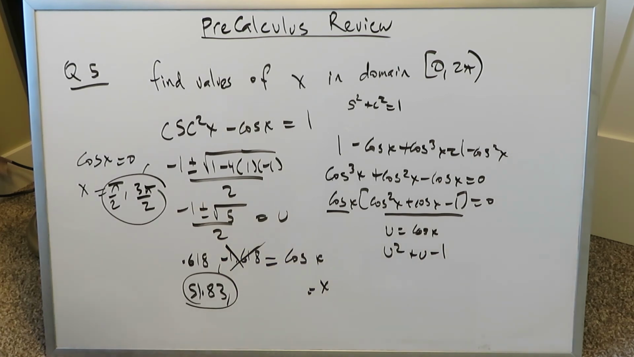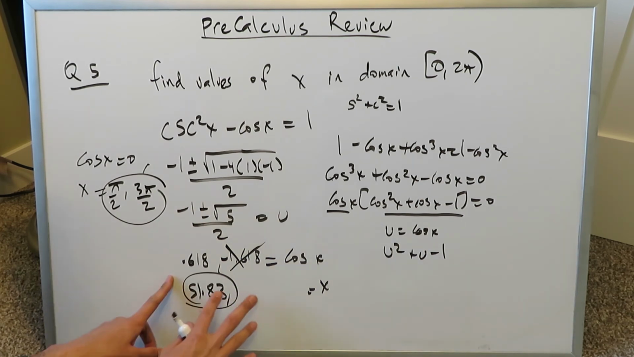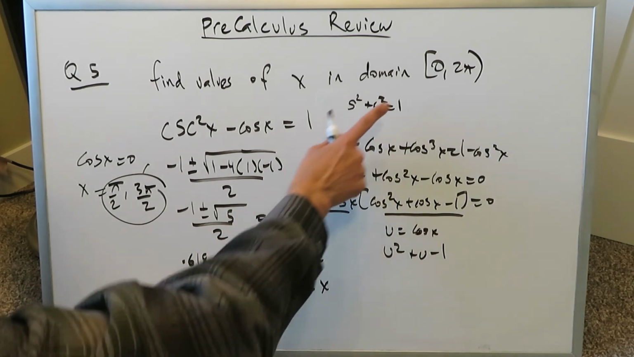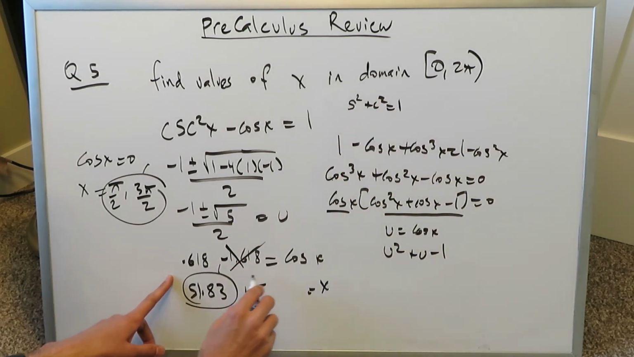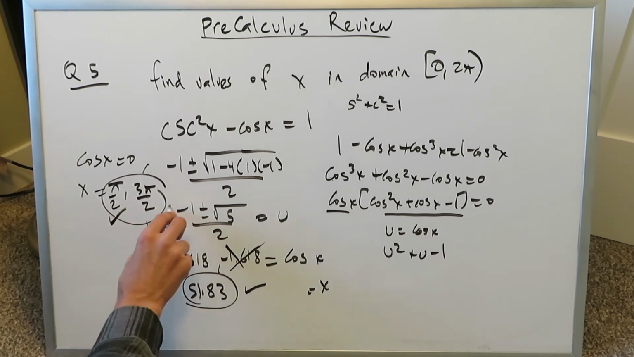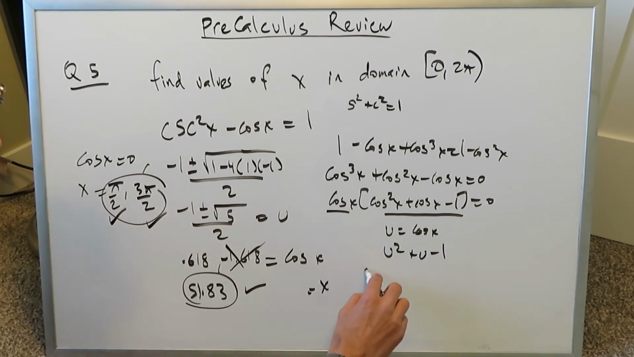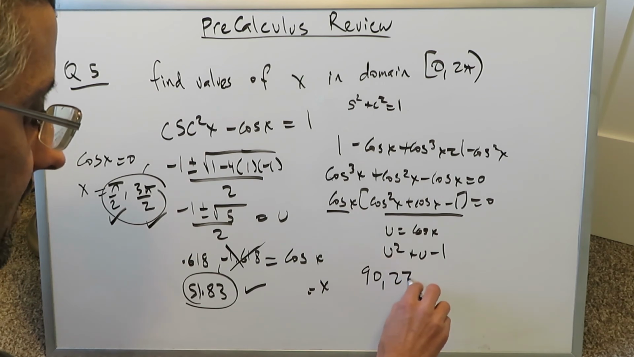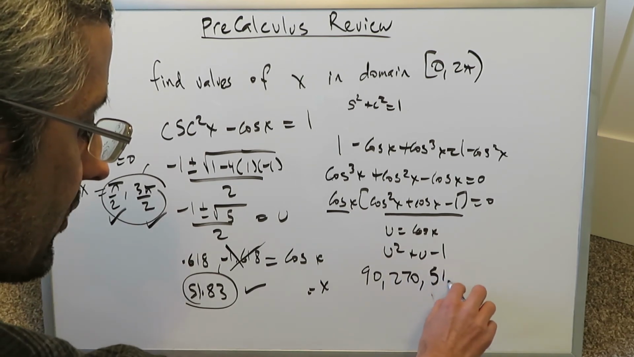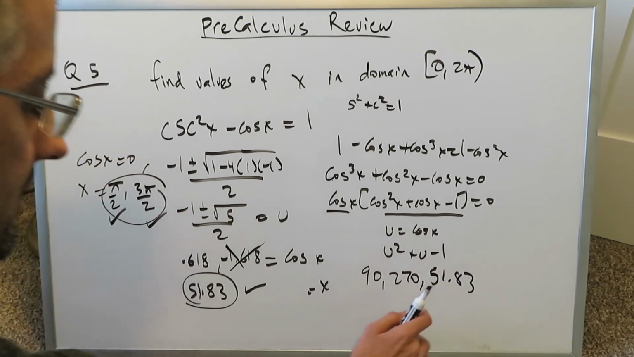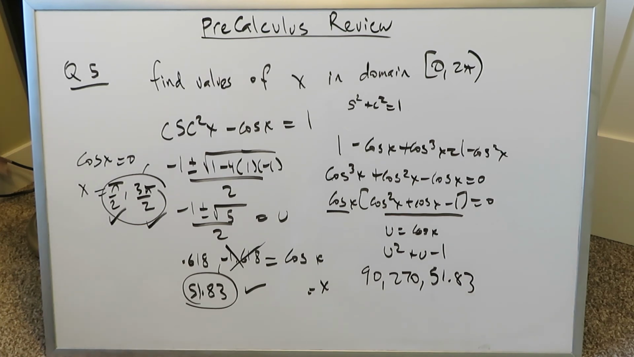But the normal cosine function has a period of 360. So if you add 360 to this, you're going to be outside the domain. So this value will have to stand as it is, and this value will stand here as well. So we are getting three values here. One is 90, one is 270, one is 51.83. But technically you have to check your answers by plugging each of these in place of x and see if the answer is indeed true. We'll do that one by one and check which one works.